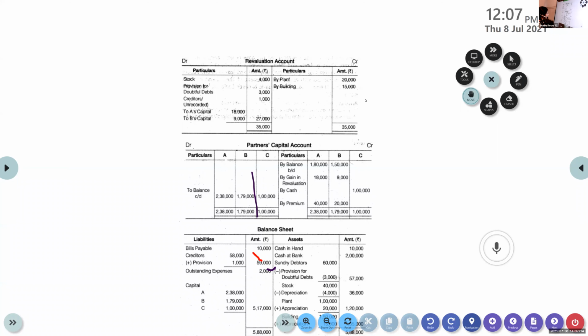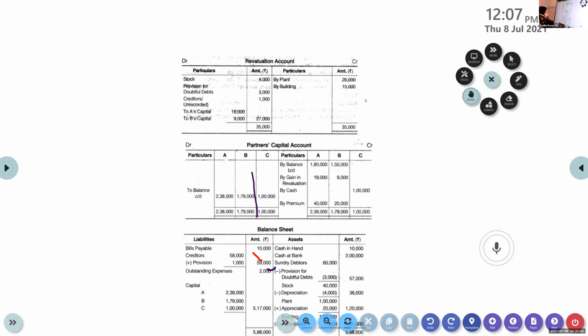These are the various items that appear in the revaluation account. Only the change in the value. The difference amount will be shown in the revaluation account and the new value will be shown in the balance sheet. So here plant and building, there is an increase in the value. When comparing with the values in the old balance sheet, the value is increasing. So the difference is written in the revaluation account.